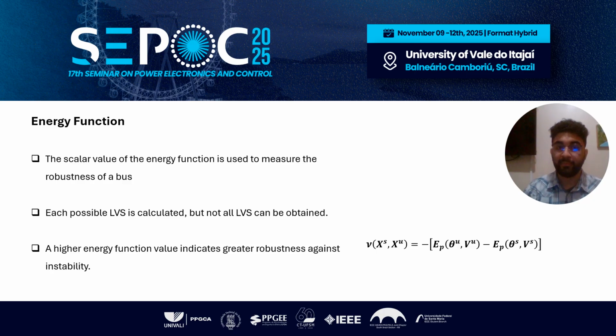Usually this is affected by the operative system and the iterative method that we use. It can be affected by a lot of things, so we can calculate this LVS. Usually a higher energy function value indicates a greater robustness against instability. And here we have our equation. The energy function, which depends on the stable and unstable part, is usually the negative value of the difference of the unstable potential energy value and the stable potential energy value.